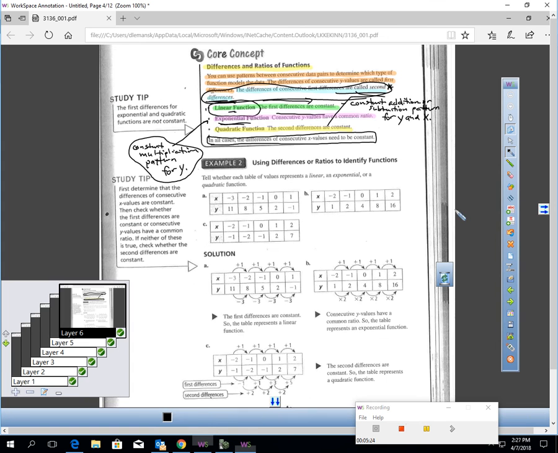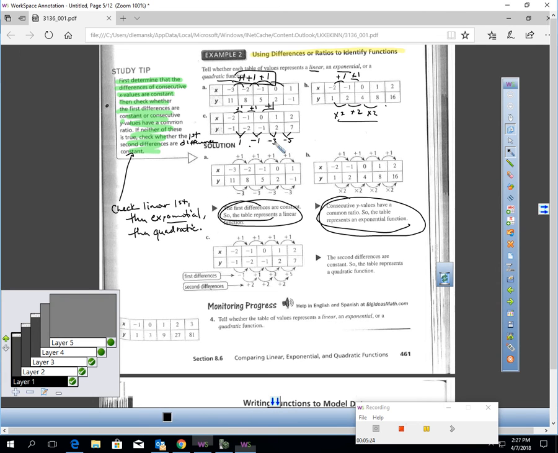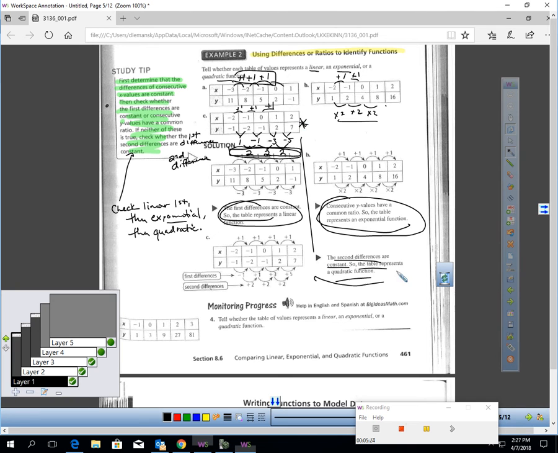Okay? This says if the second differences are the same, it's a quadratic. The first differences I have. Now I got to figure out the second difference. So I got to do another set of subtraction with these numbers. Now, if all these work out the same, then I know I have a quadratic. Let's check. 1 minus negative 1 is 2. Negative 1 minus negative 3 is 2. Negative 3 minus negative 5 is 2. The second differences are all the same. So this table has to be a quadratic table.